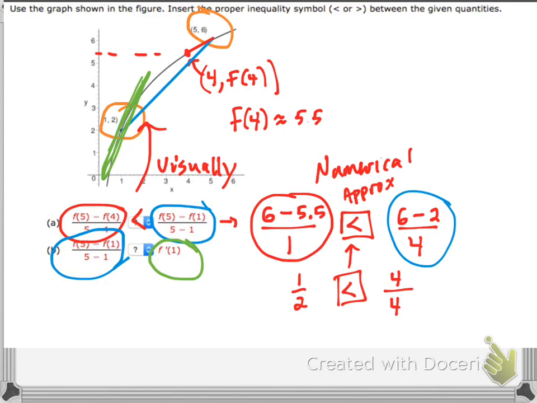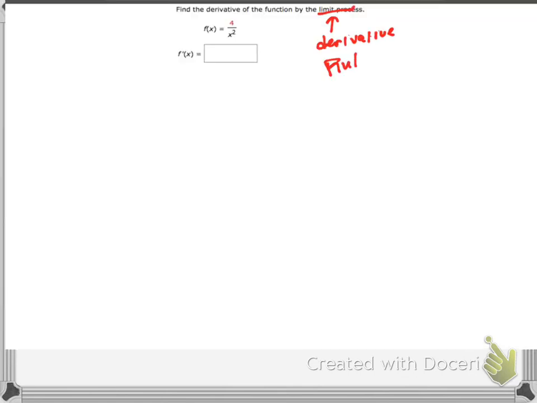My tangent's got a bigger slope to it, so the inequality is going to be such that the blue secant has a lesser slope than the green tangent slope. But f prime of 1 means the tangent at x equals 1. Okay, so then to the next piece. It does say limit process on these. We're done with that. You can move on.